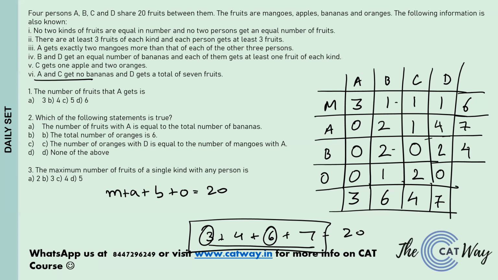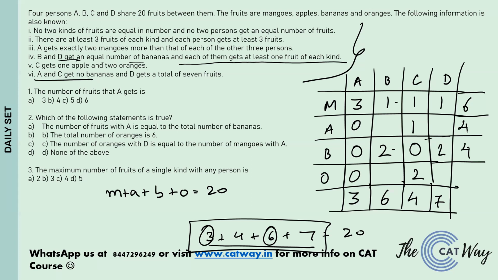But again, what do we see? Each of them must get at least one kind of fruit, but in this case D is getting 0 fruits of orange kind. That is not possible because D also needs at least one in each category. So the total number of apples being 7 cannot be the case, because it contradicts the statements that have been given. So the total number of apples will be 4.